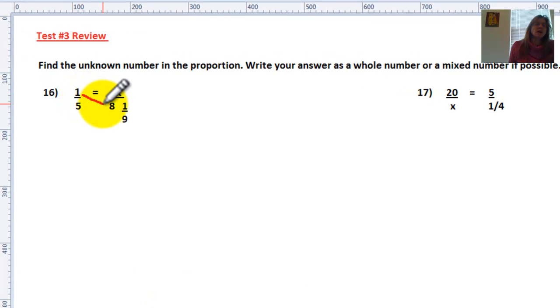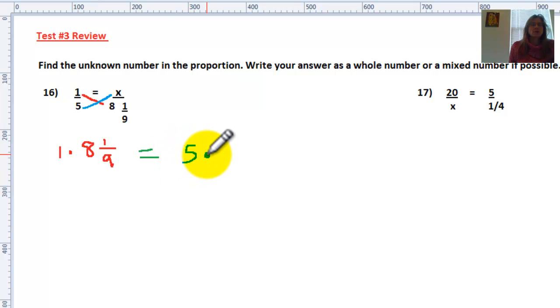So the 1 times the 8 and 1/9 will be equal to the 5 times the x. So we'll write that down. 1 times 8 and 1/9 is going to equal 5 times x. So it still doesn't change. We still do the same thing we did before.